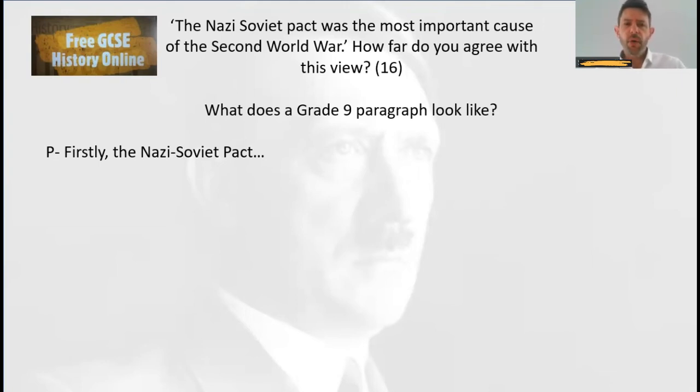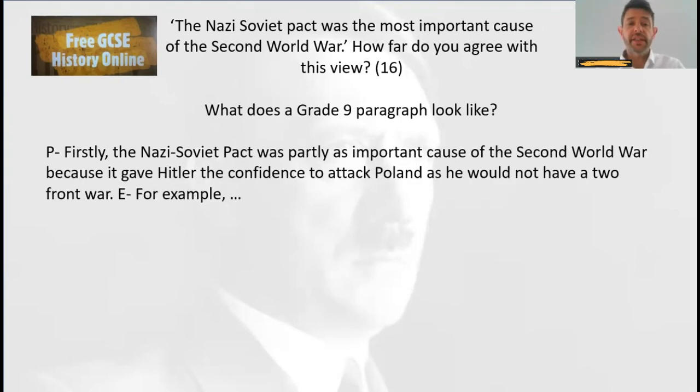So have a pause. How would you start off your Nazi-Soviet Pact paragraph? How much are they to blame and why? What's your argument? Have a think. I've gone for this. Firstly, the Nazi-Soviet Pact was partly to blame as an important cause of the Second World War because it gave Hitler the confidence to attack Poland as he would not have a two-front war.